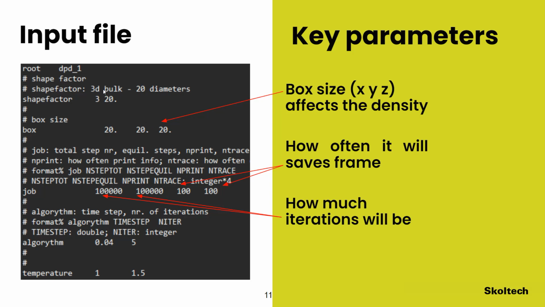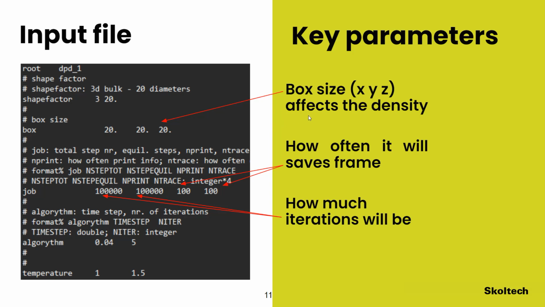Here you can see the parameters for the input file. This file is not used for modeling the initial components, but it shows the program the way these initial files interact with each other. So the main parameter here, in my opinion, is box size. Box size affects the density. In our case, we use box size 20 20 20.